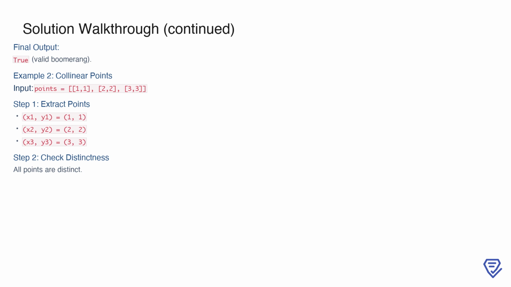Now let's consider a different example where the points might be collinear. For the input points (1, 1), (2, 2), (3, 3), we again start by extracting the coordinates.